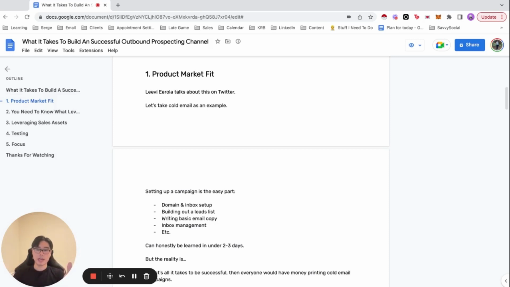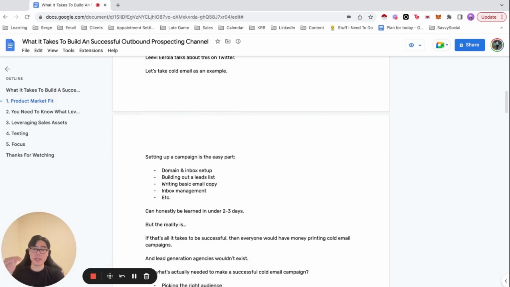A lot of these tasks can honestly be learned at a very basic level in under 2 to 3 days. But the reality is, if this is all that it takes to be successful, then everybody would already have money printing cold email campaigns, and there would literally be no need for lead generation agencies or lead generation service providers. Because if it's literally this simple, then everybody would already be doing it and everybody would be printing money from cold email.